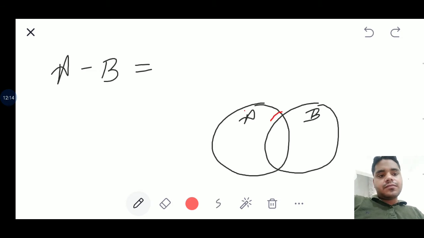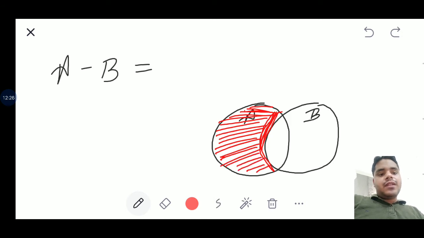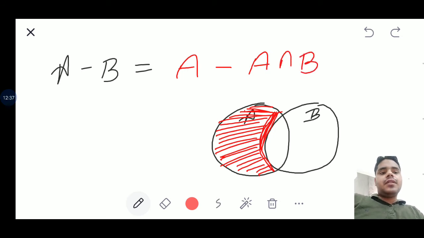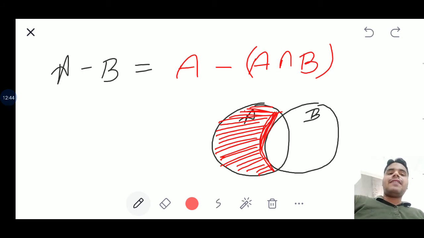Just watch. I will not count the common elements. I am not taking the common elements. I am just shading this region only. So what would be the answer? That is all the elements of set A minus A intersection B. Is it clear, everyone? So I have to write the elements of only A.